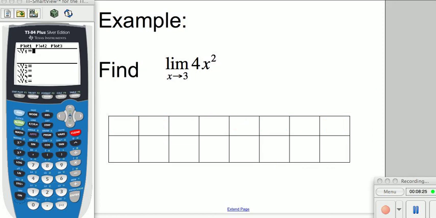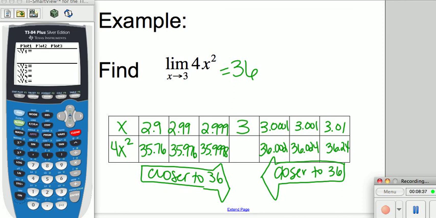Go ahead and pause your video and see if you can figure out the answer to this one. Did you get 36 as an answer? Good job. All right, this is where we're going to end our video for today. We'll look at one more tomorrow in class, and then we'll start to find the limits from graphs.